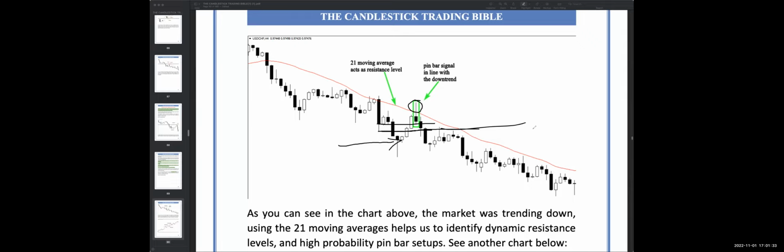It goes off like a notification, just like any notification on your phone. Then you just edit it to write something in the caption. So it will tell you, let's say, price is now on support. So you can say USDCHF is now on support. So when you get the notification, you open your chart. Then you check if there's any signal.